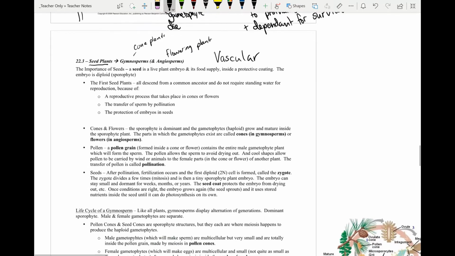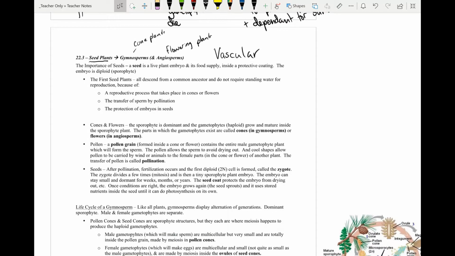So first up, the importance of seeds. A seed is a live plant embryo and its food supply, so you can sort of think like an egg of like a chicken or a bird, where it has its food supply, its protective coating. Additionally, the embryo is diploid, so what's inside the seed is our sporophyte.